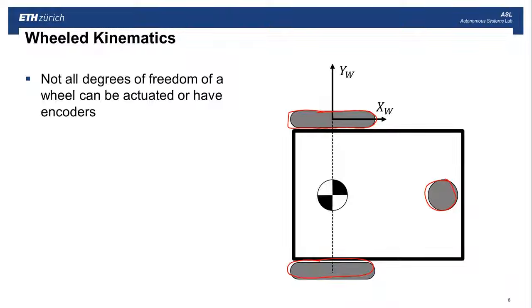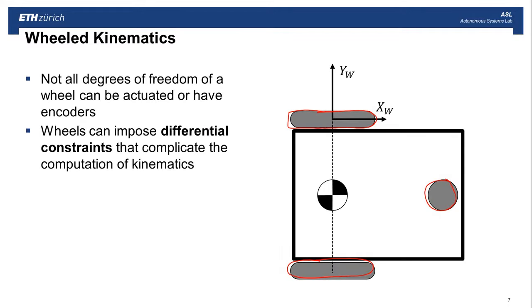And if you think of this wheel on the left side of the robot, put a coordinate frame there that's set at the contact point. And if you think of rotation around this contact point, there's no encoder there, and the robot can't actually even sense that. So there's a degree of freedom there that can't be sensed by the robot.